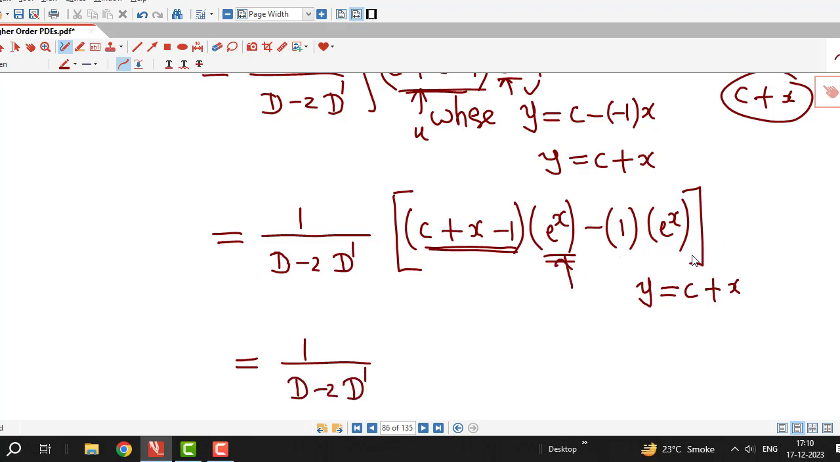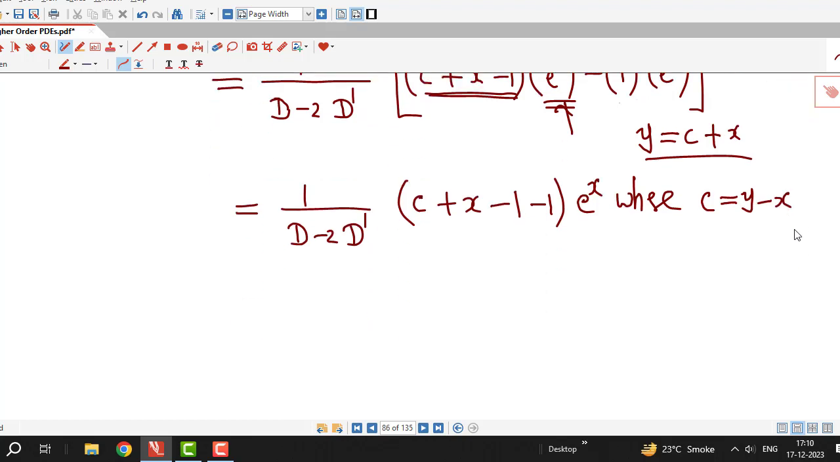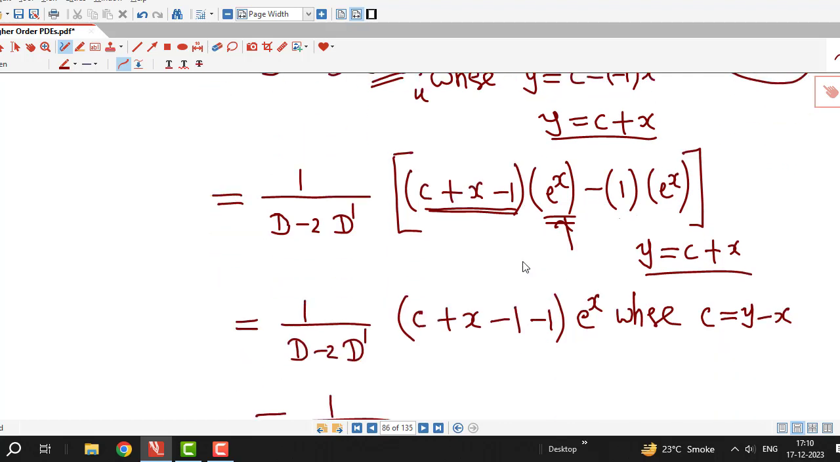Here I can take e raised to x common, and here I will be left with c plus x minus 1, and there is 1 minus 1 here, e raised to x common, and here I am writing that from this I can write c equal to y minus x. Now we have to replace value of c in the form of y after integration. We have done this step. We have replaced y by c plus x using that formula, and this is the integral.